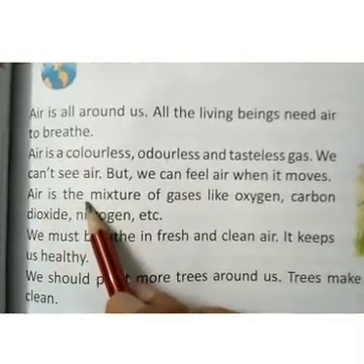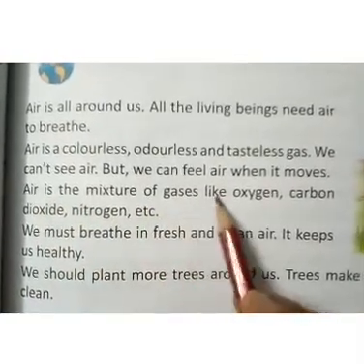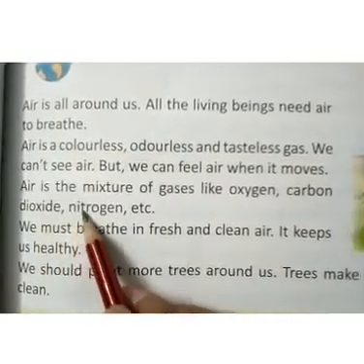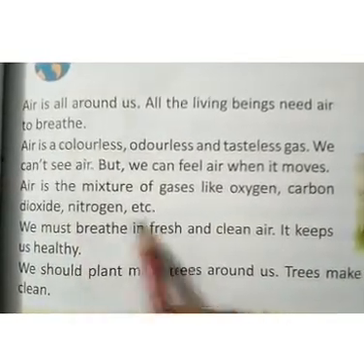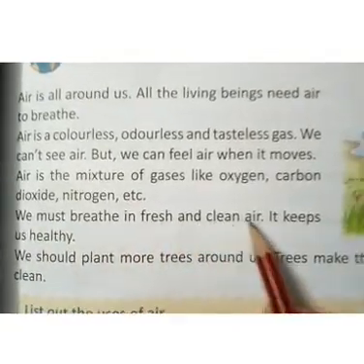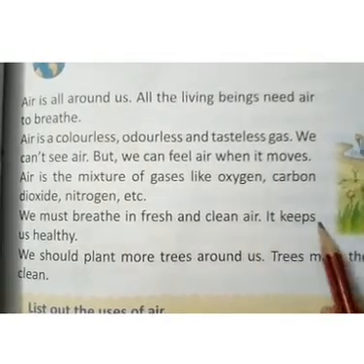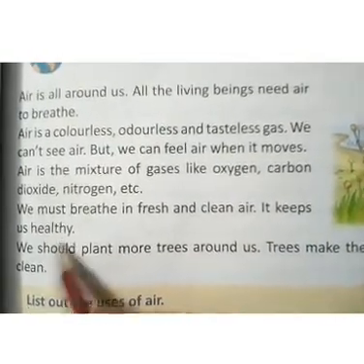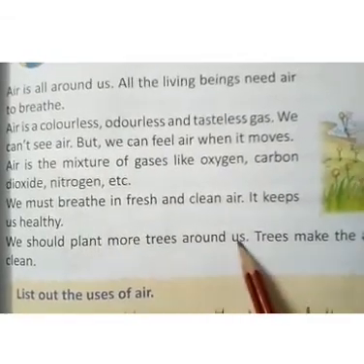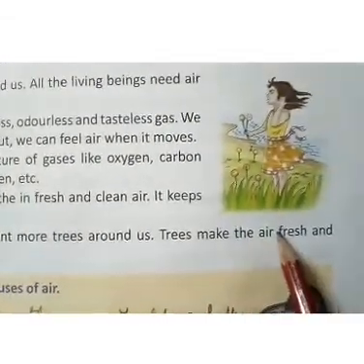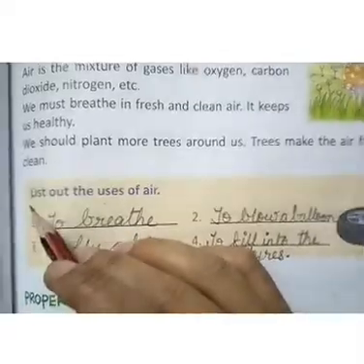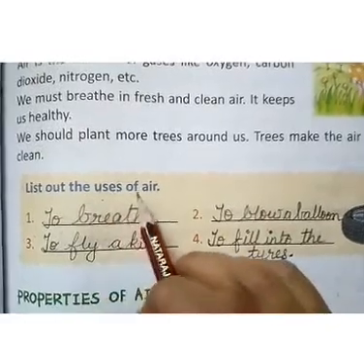Air is the mixture of gases like oxygen, carbon dioxide, nitrogen, etc. We must breathe in fresh and clean air. It keeps us healthy. We should plant more trees around us. Trees make the air fresh and clean. Now let's learn about the uses of air.